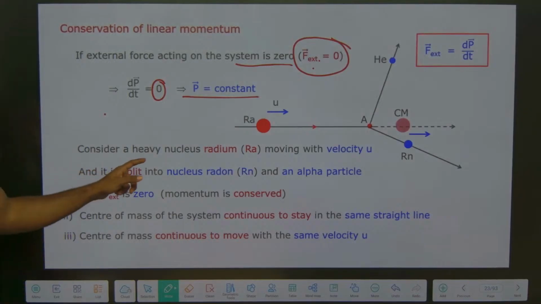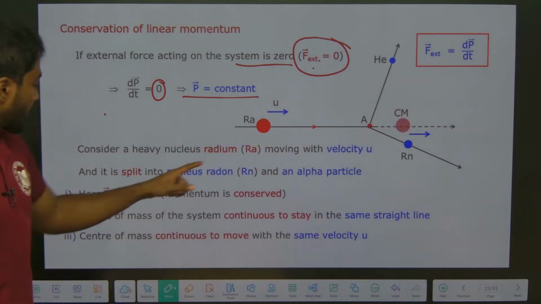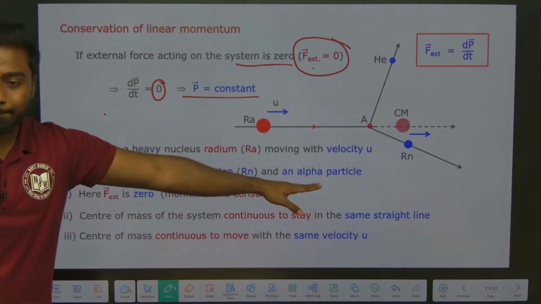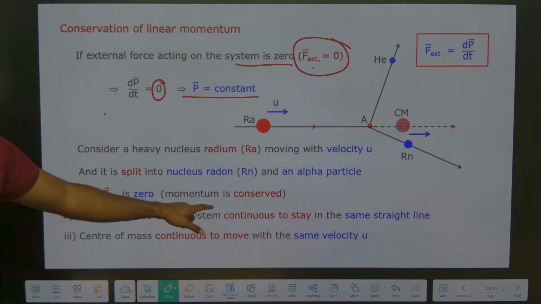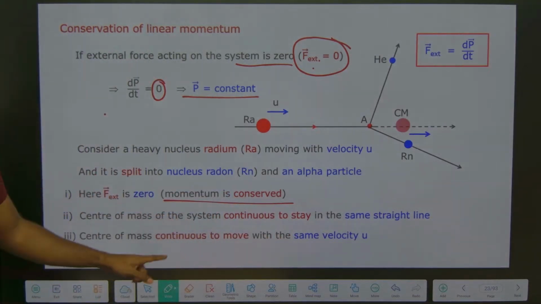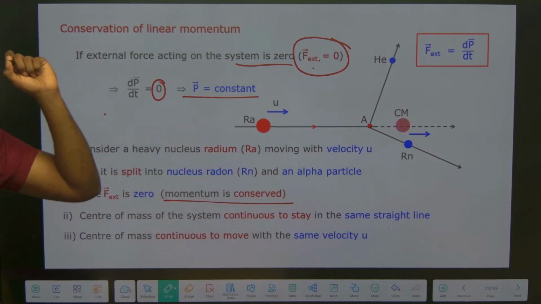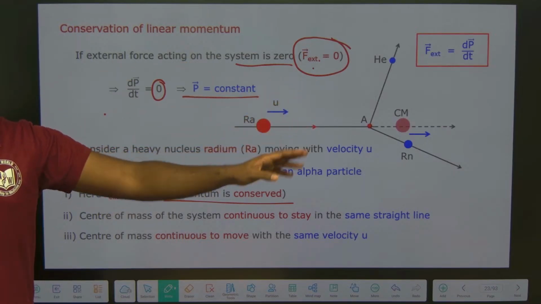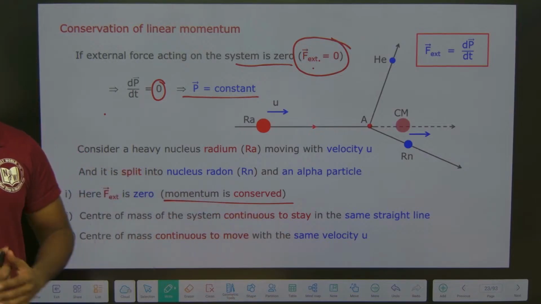So consider a heavy nucleus radium moving with velocity u, and it splits into a nucleus radon and an alpha particle. Here F external is 0, which means momentum is conserved. So the center of mass of the system continues to stay in the same straight line, moving with the same velocity, since there is no external force.